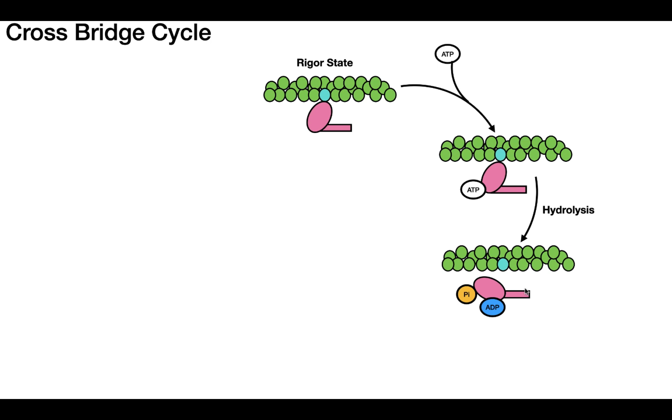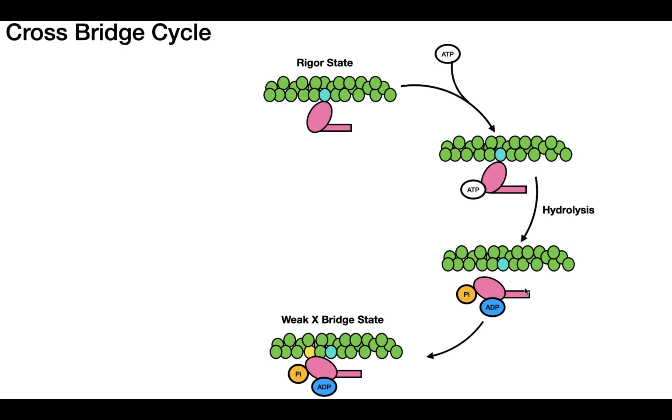So after this occurs, what happens is weak cross bridges form. So basically what we see here is that the myosin head moved from this actin molecule, which was in blue, to another actin molecule, which is in yellow. So it moved from one to another. Now, since the phosphate is attached to the head, the cross bridges that are formed between the myosin head and the actin molecule are going to be weak.